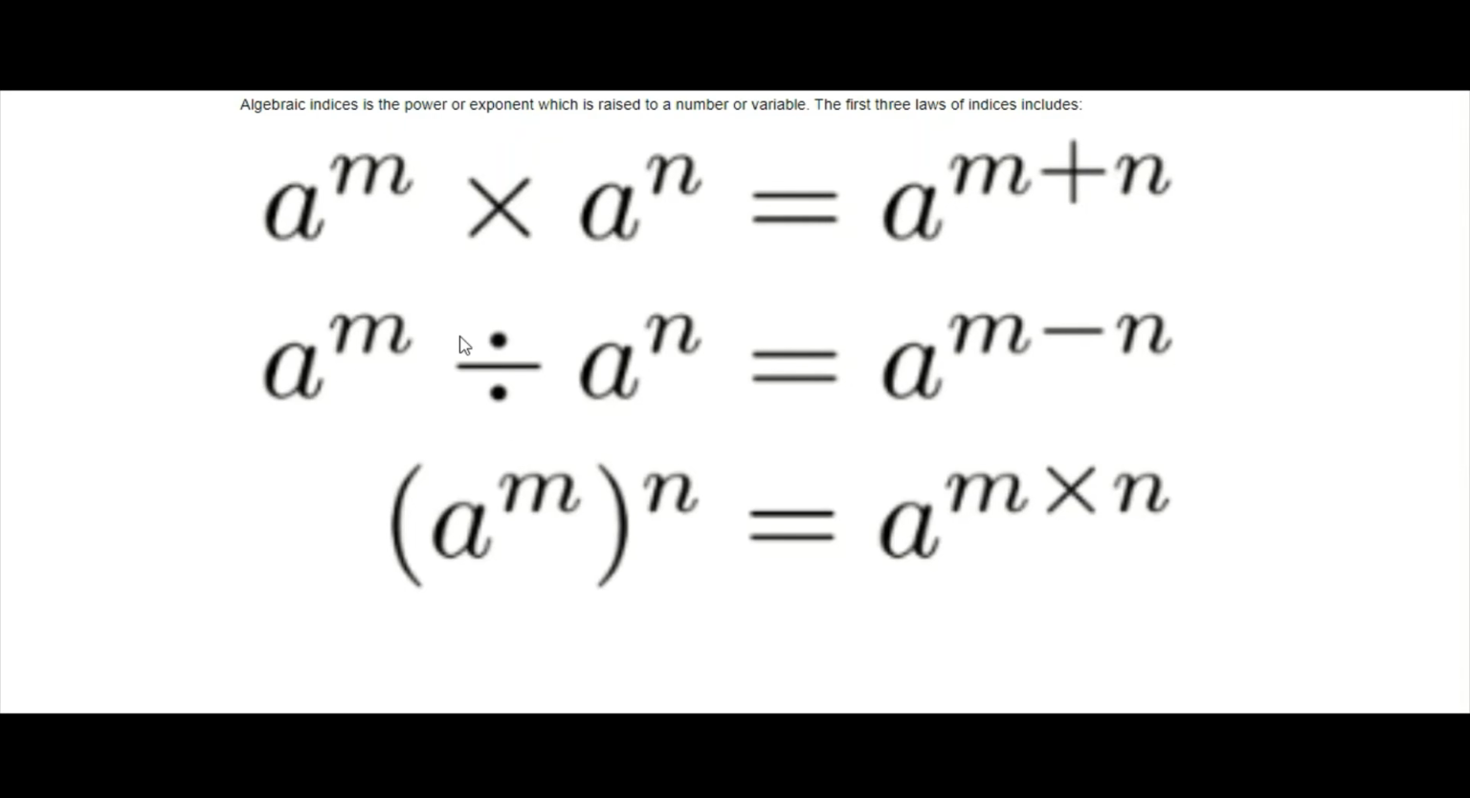Now for a raised to power m divided by a raised to power n, the division sign will change to minus since we have a common base number. So we pick the base number and we have a raised to power m minus n. And we have a raised to power m, in brackets, raised to power n. If you want to express this, we multiply the powers, m times n, and we open the bracket, so we have a raised to power m times n.